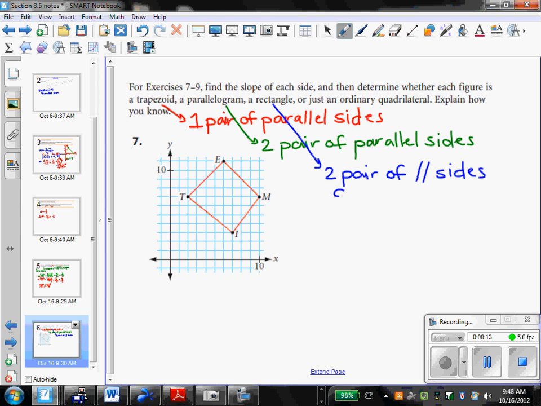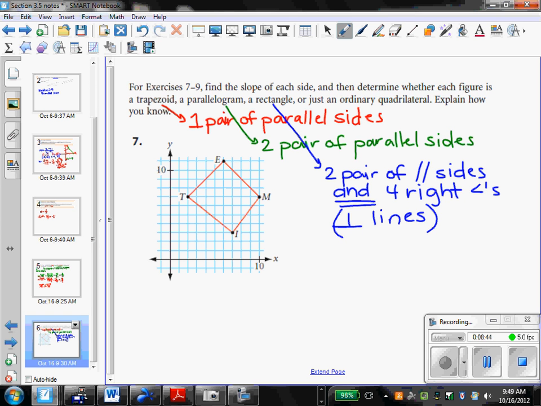and four right angles, which means perpendicular lines. So we're going to compare the slopes. If I have perpendicular slopes, that means I'm going to have a right angle, which means it could be a rectangle. So we need to see if we have four right angles or not.